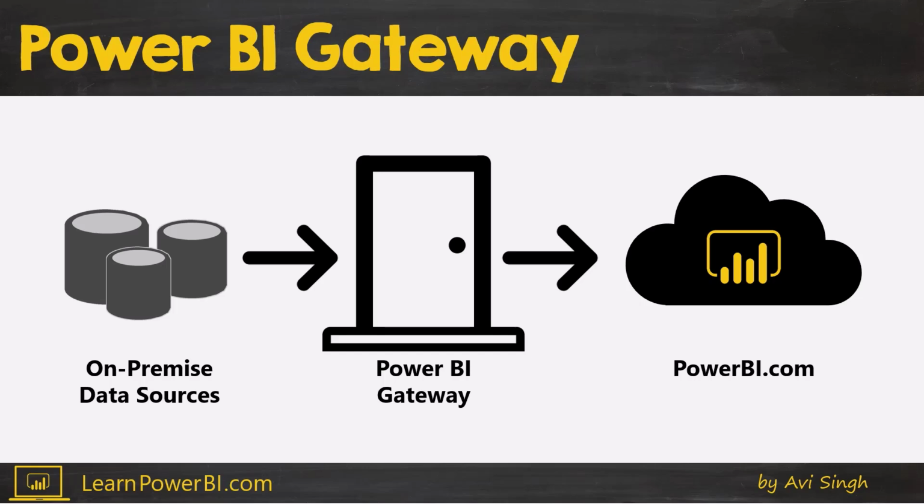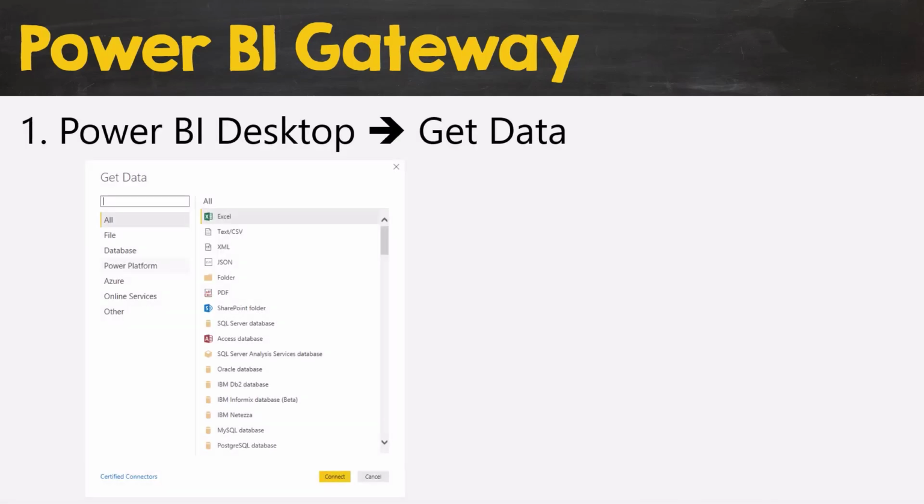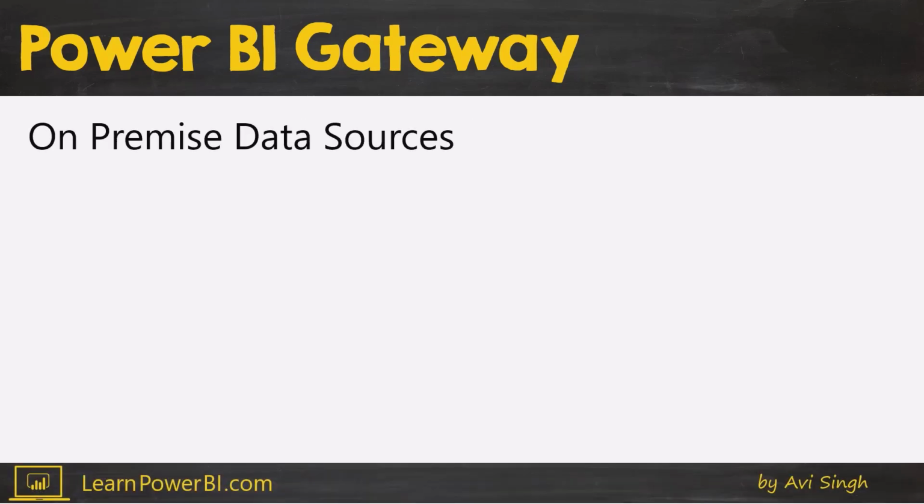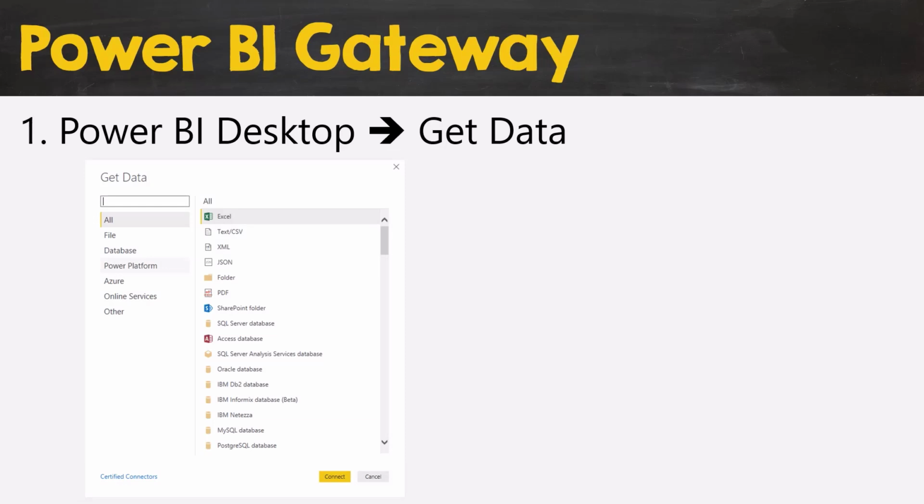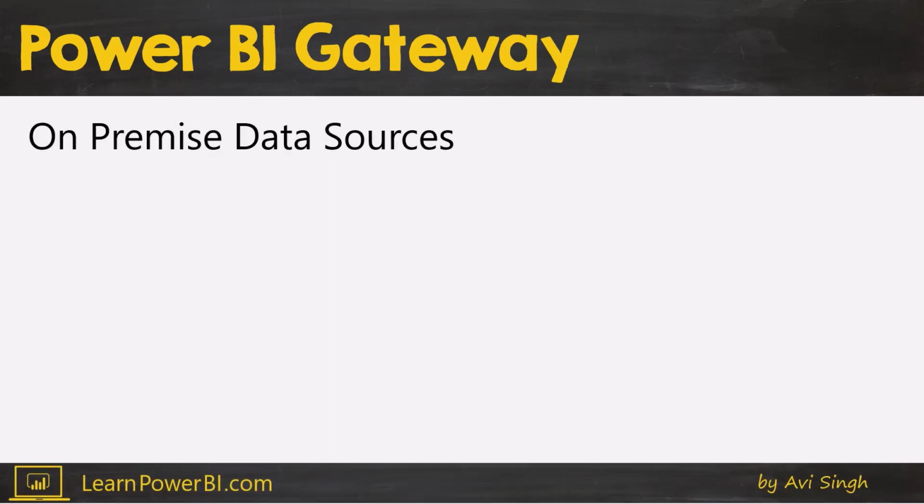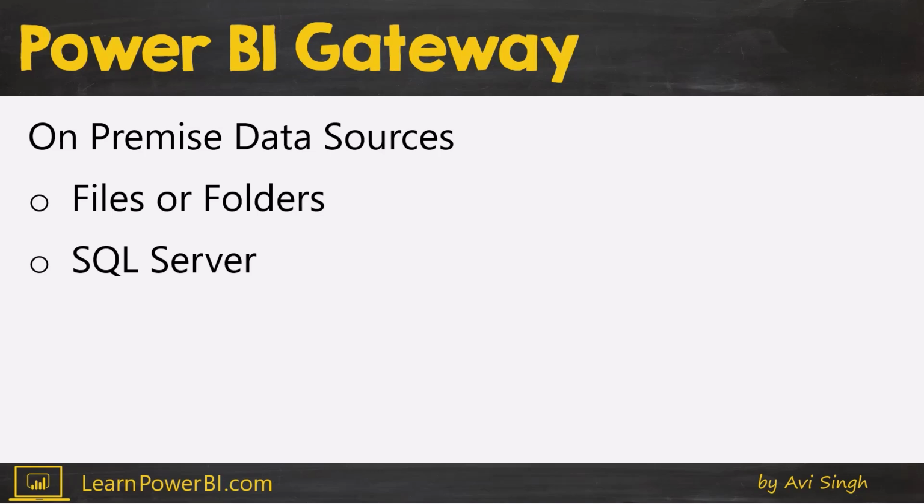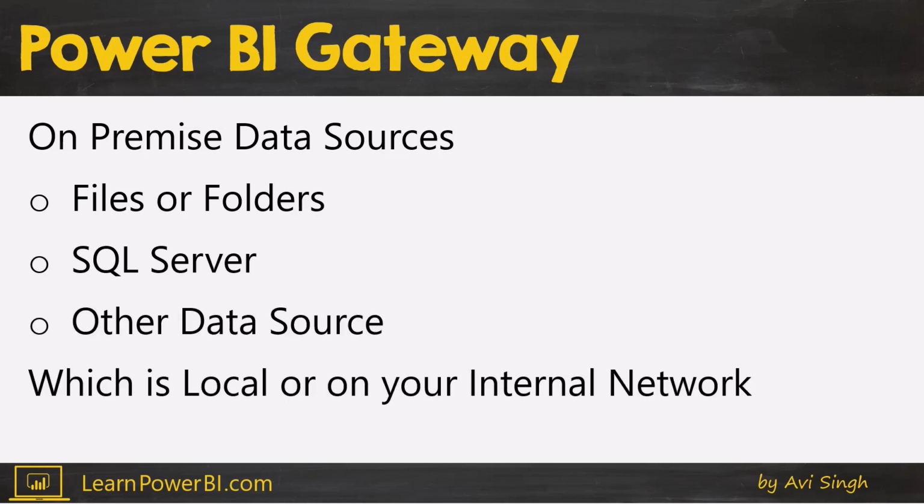Now, here's how typically the story goes. You, perhaps, or somebody in your company starts off just playing around with Power BI Desktop. They download it and they start working with it, and they use the Get Data feature, which is pretty much the first thing you do in Power BI. So they use Get Data to connect to quite a few possibly on-premise data sources. Now, these could be files, these could be folders they're connecting to, these could be local SQL servers, or really any other data source which is local or on your internal network.